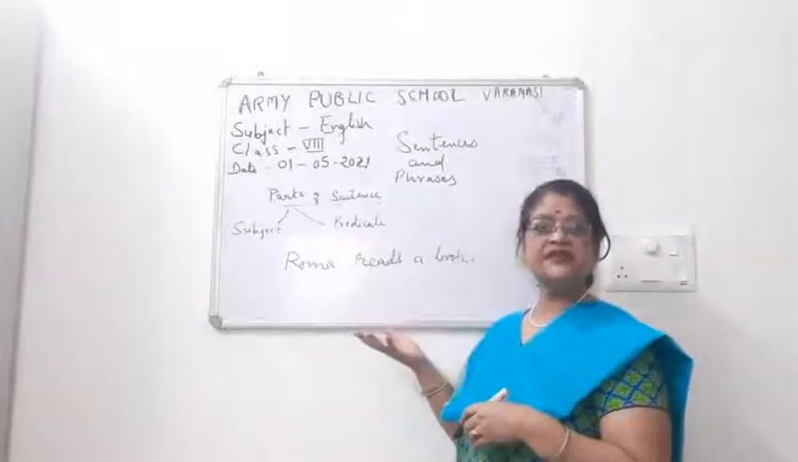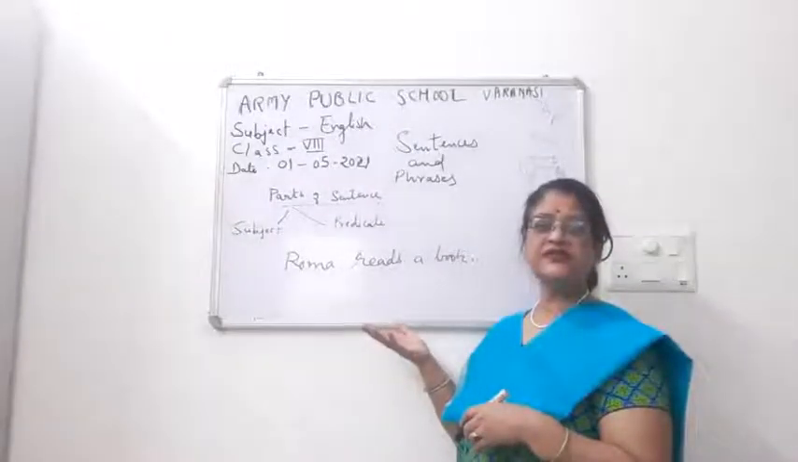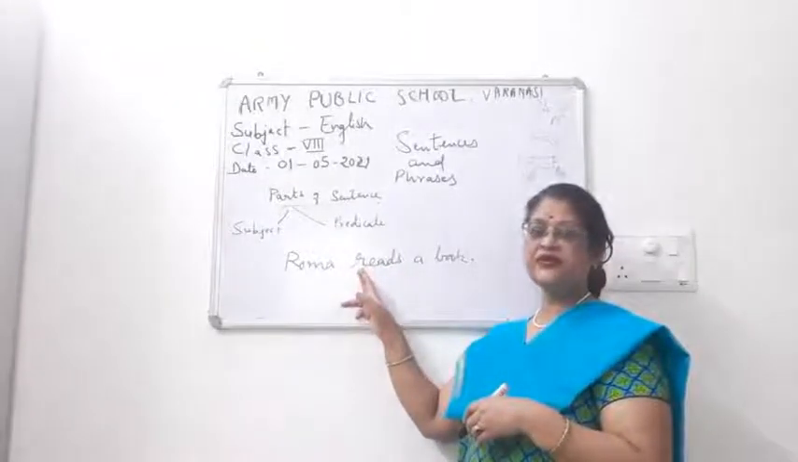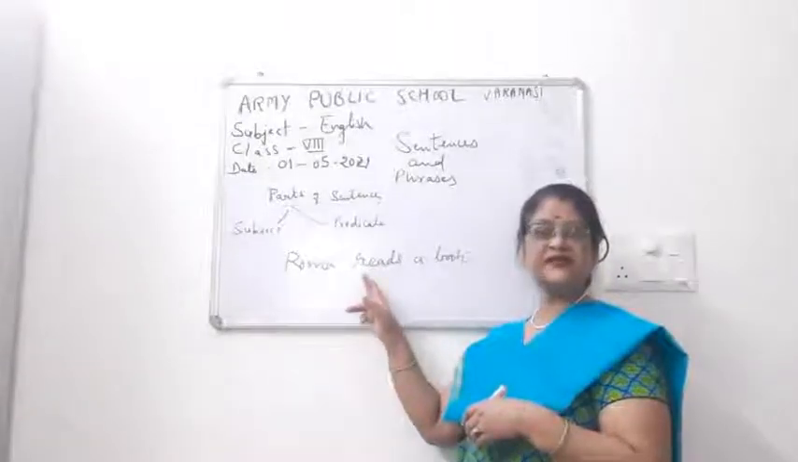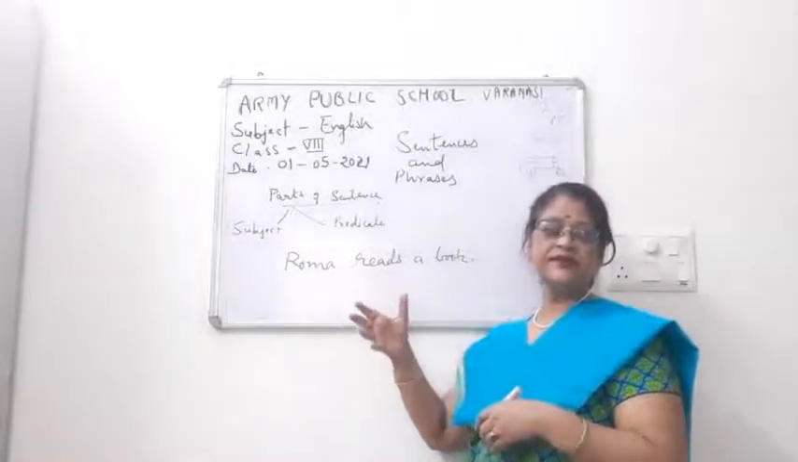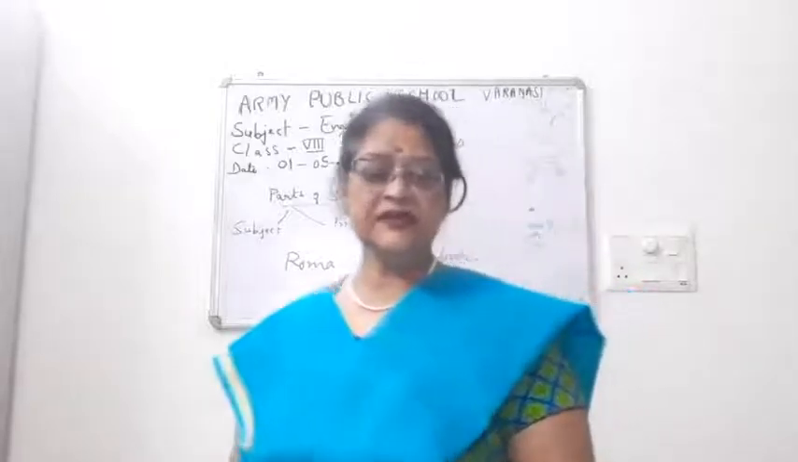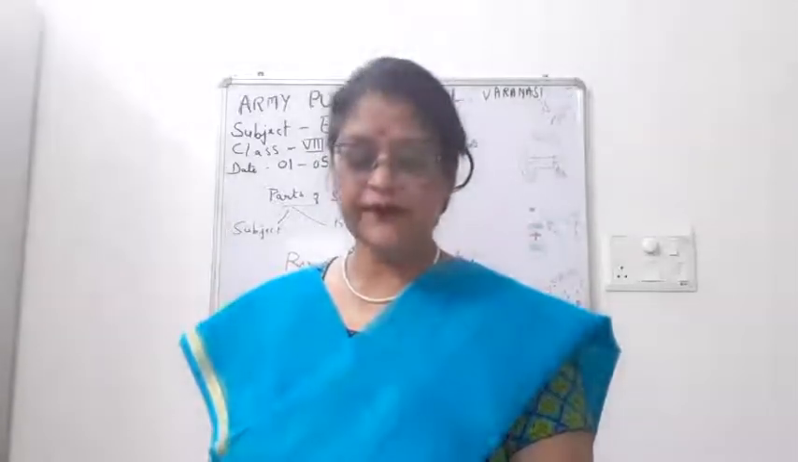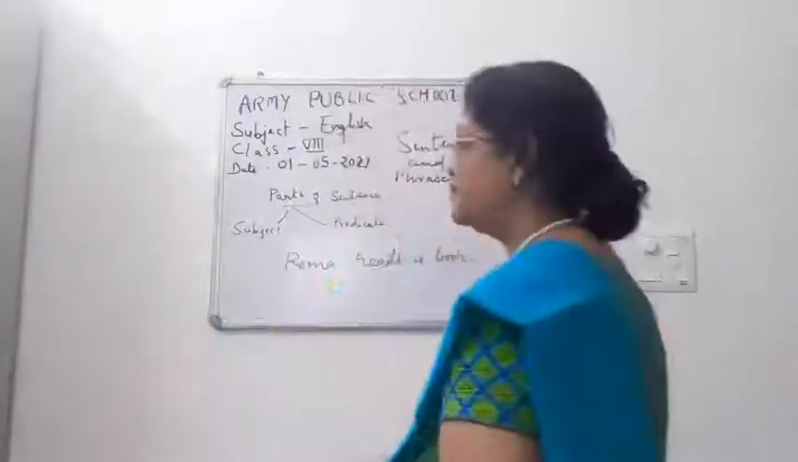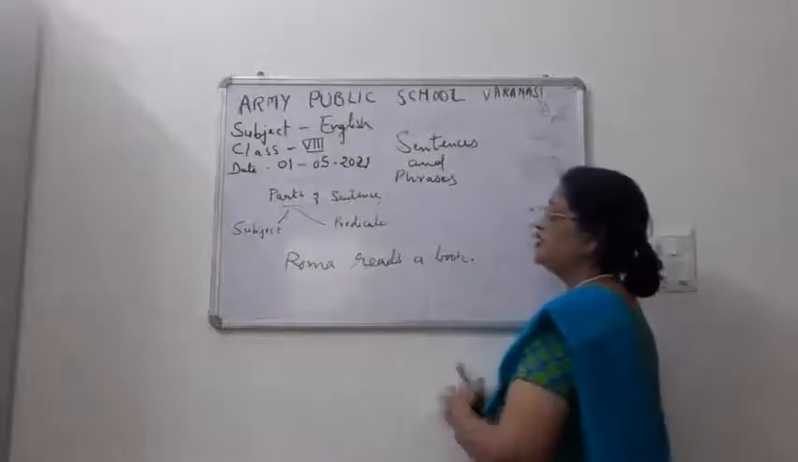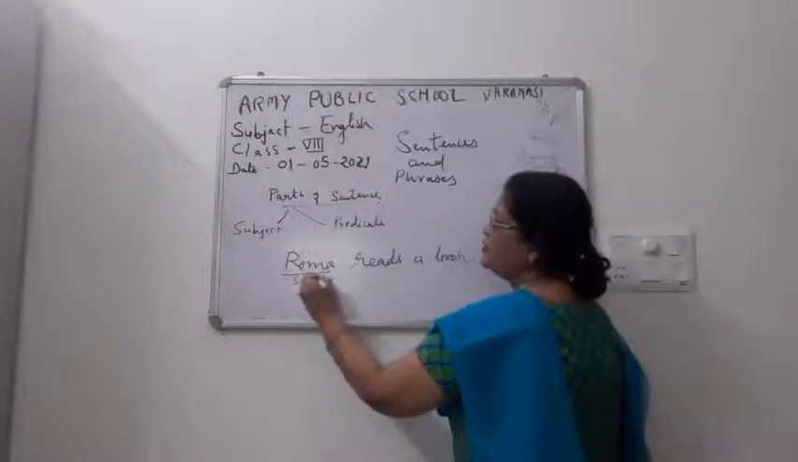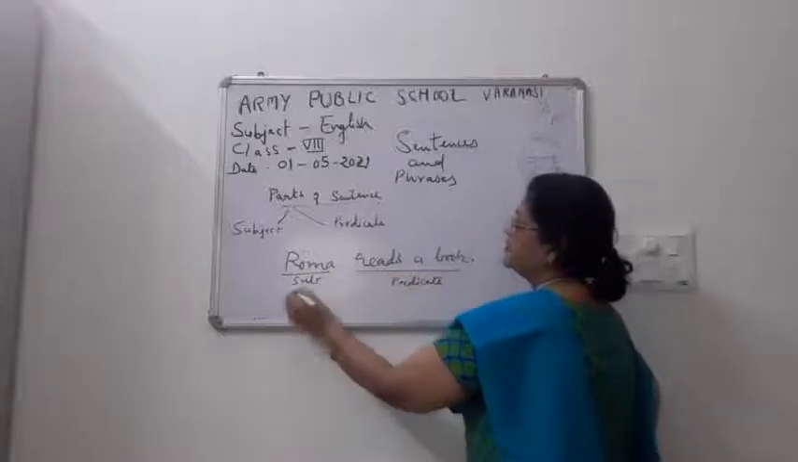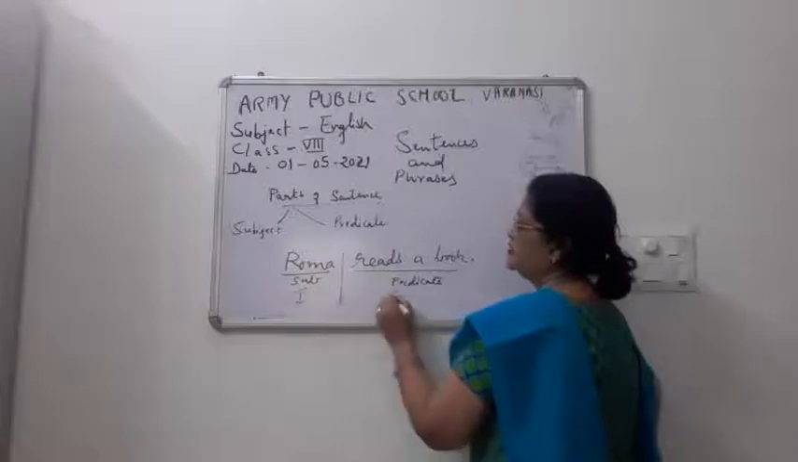So, children, what is the subject here? The whole sentence is telling about Roma. So, this is the first part of the sentence, that is subject. Subject tells what a sentence is about. So, this sentence is about Roma. Now, reads a book. What is the subject telling about? So, this is a subject and what this is telling about is a predicate. This is the first part and this is the second part.